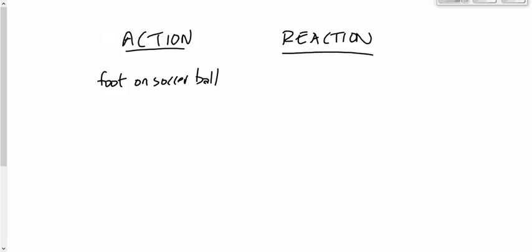If object A applies a force on object B, then object B will apply an equal and opposite force on object A. Make sense? Why does a soccer ball go forward and my foot doesn't go backwards? Well, A, because my foot's heavier, and B, because I was bracing myself and the soccer ball wasn't. It's kind of like pushing Isaiah again, right?